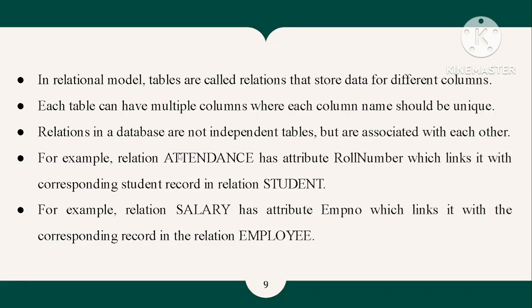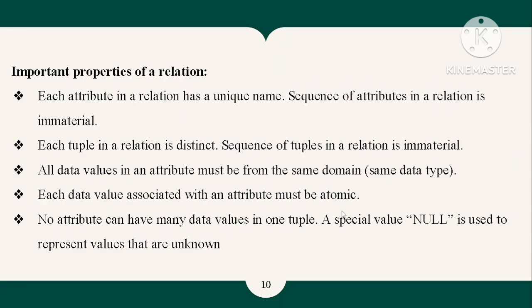Say there is a table called attendance. In the relation, attendance has an attribute roll number, which is linked to what? The student record in the student table. So you cannot mark attendance for a student who is not present in the student table. In the same way, if you want to post salary for an employee, that employee number should be linked to the employee table. You cannot give a salary for an employee ID who is not existing in the company. So this is how a relational model works.